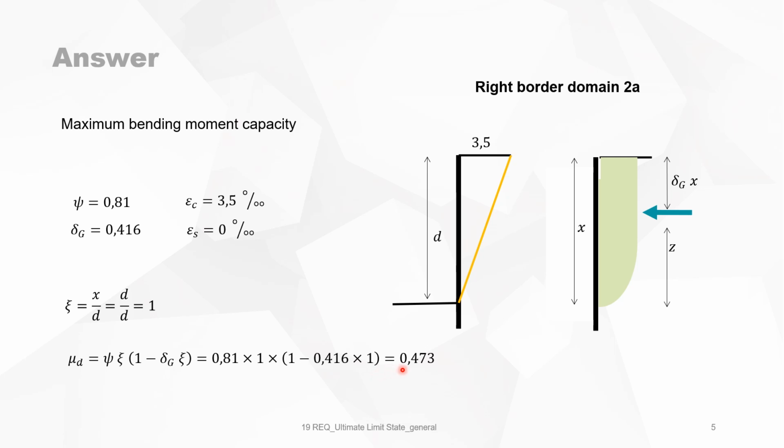So for simple bending, in zone 2A, mu goes from 0.187 to 0.473. You cannot have a section with simple bending with a value of a reduced bending moment like, for instance, 0.5. That's not possible.